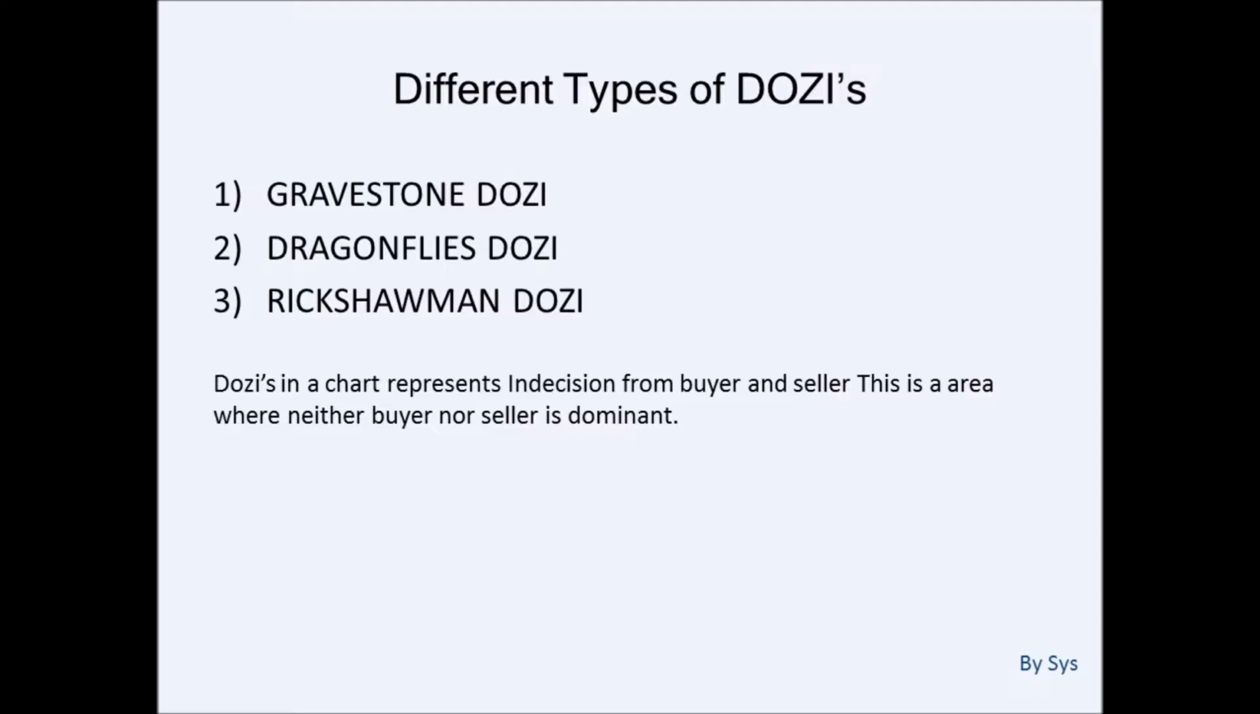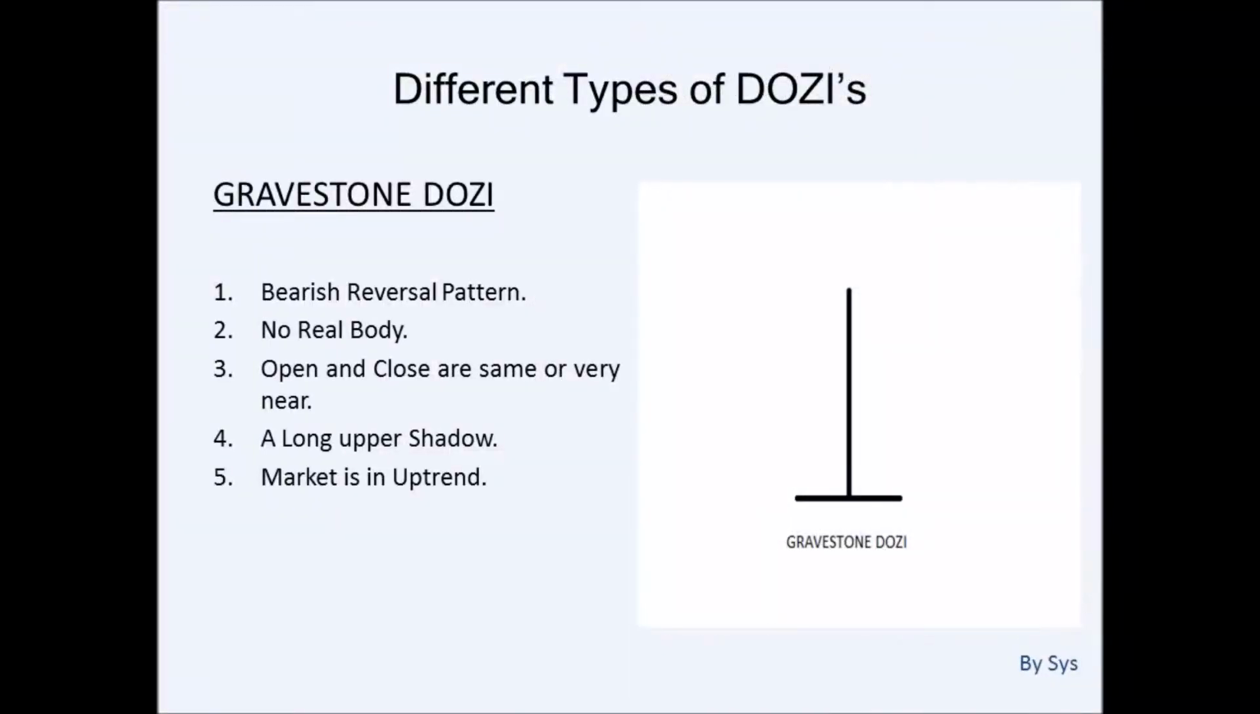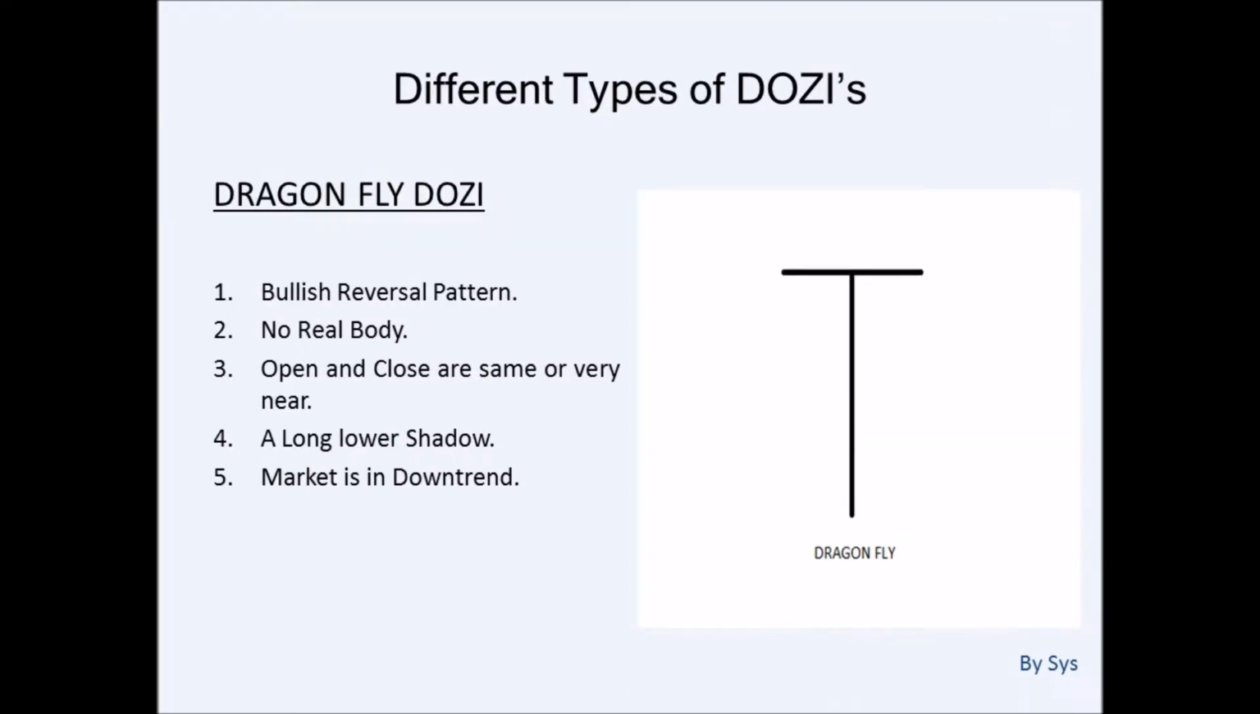The theory is the market opens and the buyers are dominant, due to which the price goes up but is not able to sustain it, and due to selling pressure the price comes back to its original level and closes. There is either nil or very negligible difference between the opening and the closing price of the stock. It is a bearish reversal pattern with no real body and a long upper shadow, and the market context should be upward.